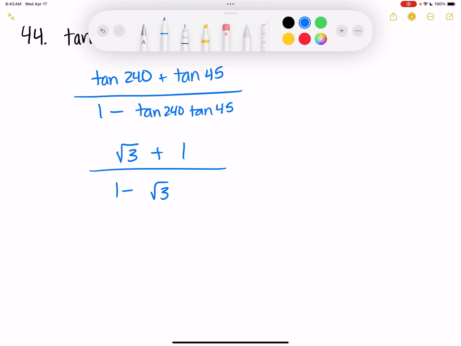1 plus root 3, because we want to get a conjugate pair that will allow us to flip the sign to get rid of it. So we're trying to make a difference of squares on the bottom. So I'm multiplying by 1 plus root 3 top and bottom.